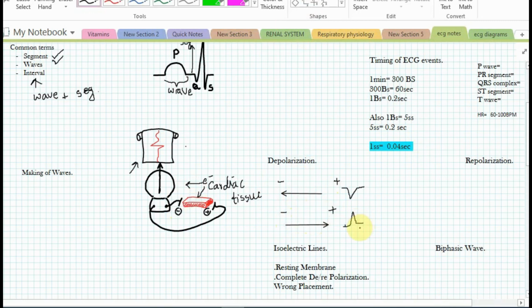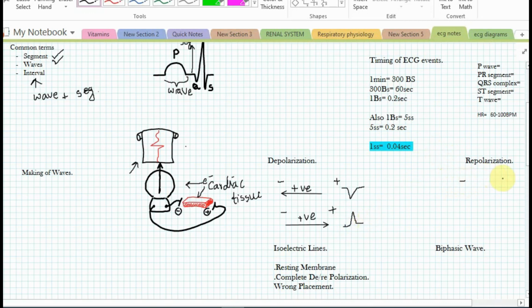As simple as that. Now, I'm sorry, I should have mentioned that these are called positive vectors, or depolarization vectors. When a depolarization vector moves away from the positive electrode, we get a negative deflection in the galvanometer reading. And if a depolarization vector moves towards the positive electrode, then the galvanometer shows a positive deflection.